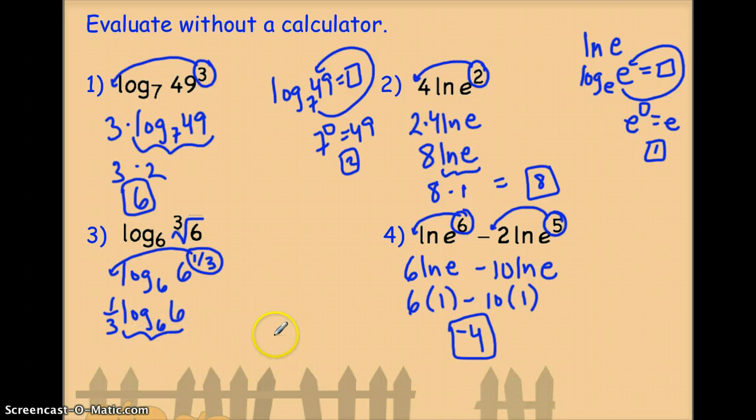So I'd have 1/3 log base 6 of 6. And then what is log base 6 of 6? 6 to what power equals 6? That's a 1. So we have 1/3 times 1. We get 1/3. So knowing your properties makes it go a whole lot better.